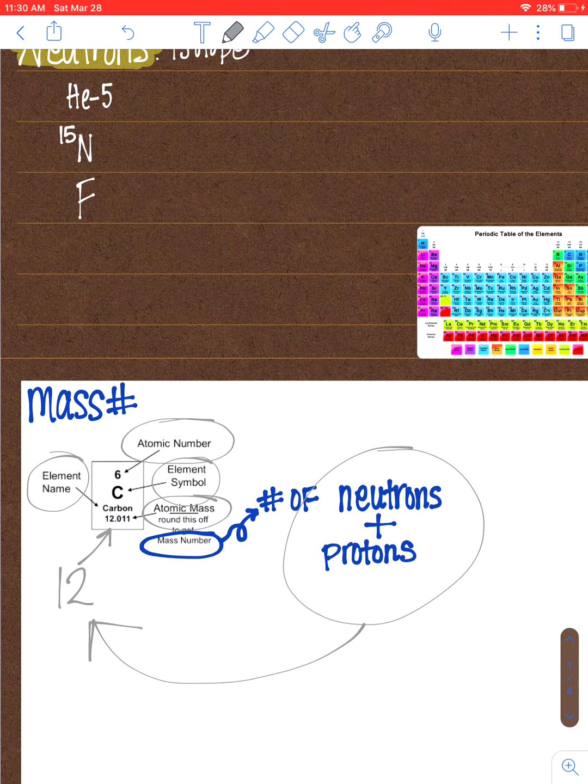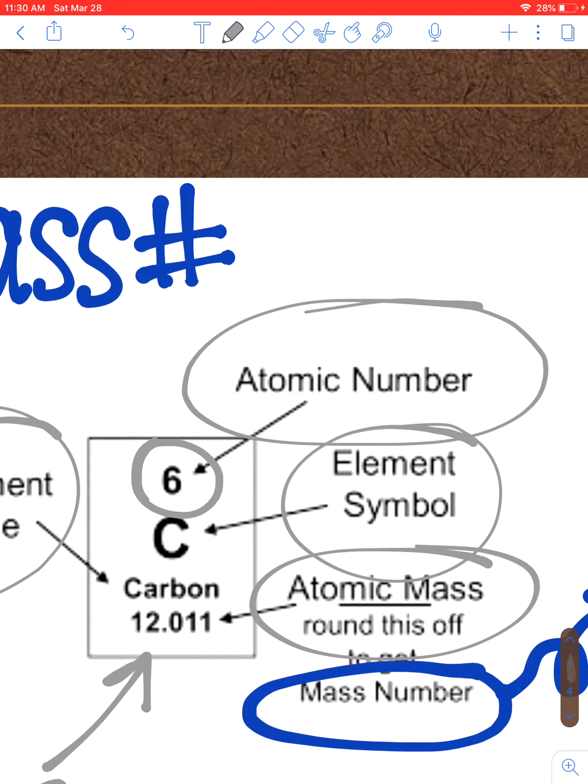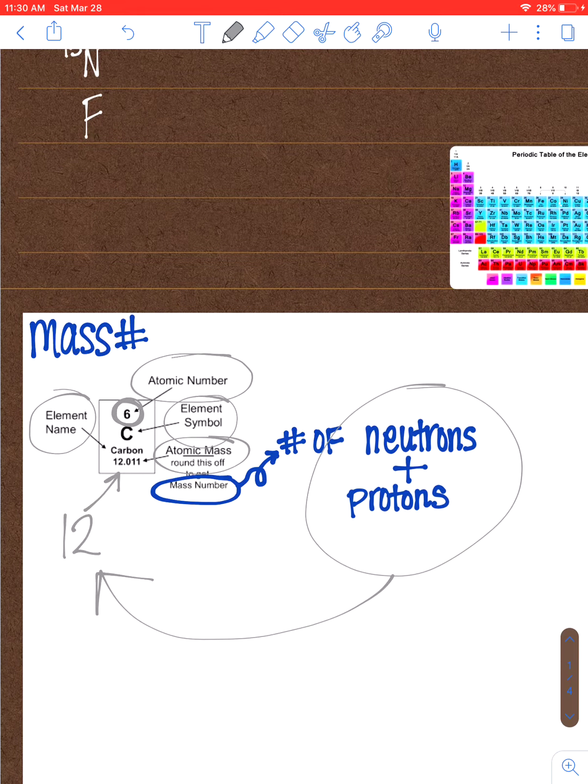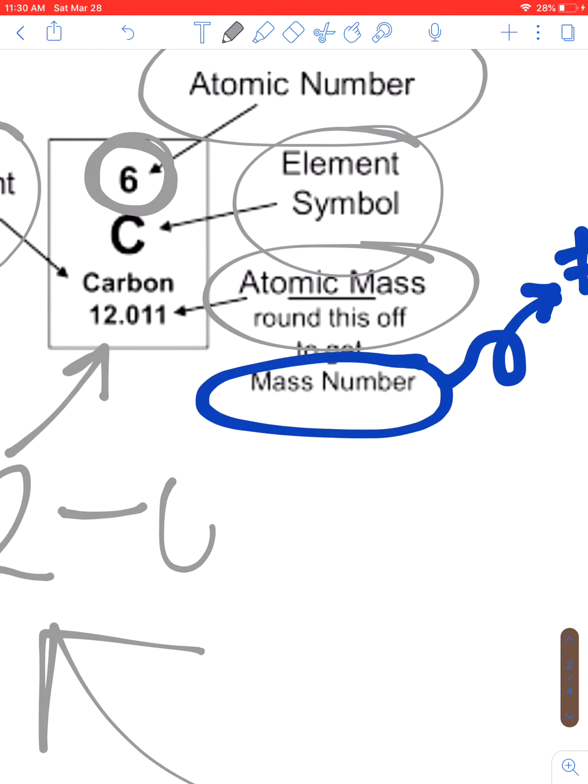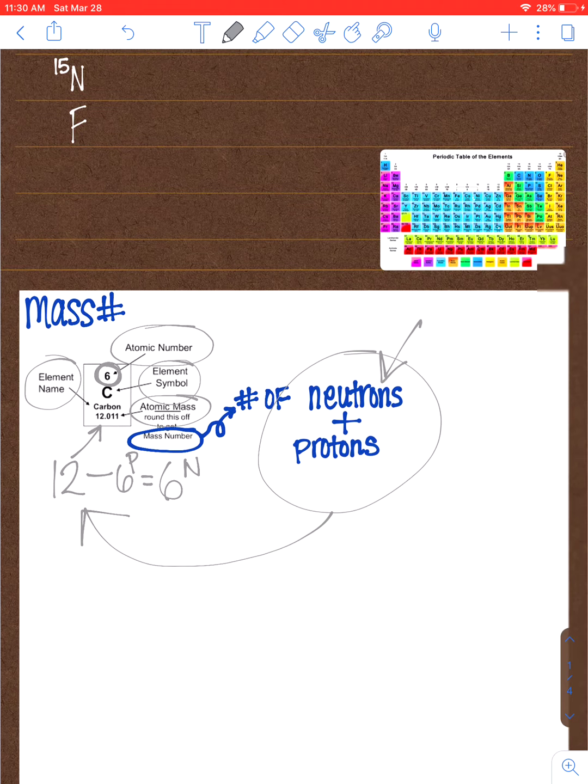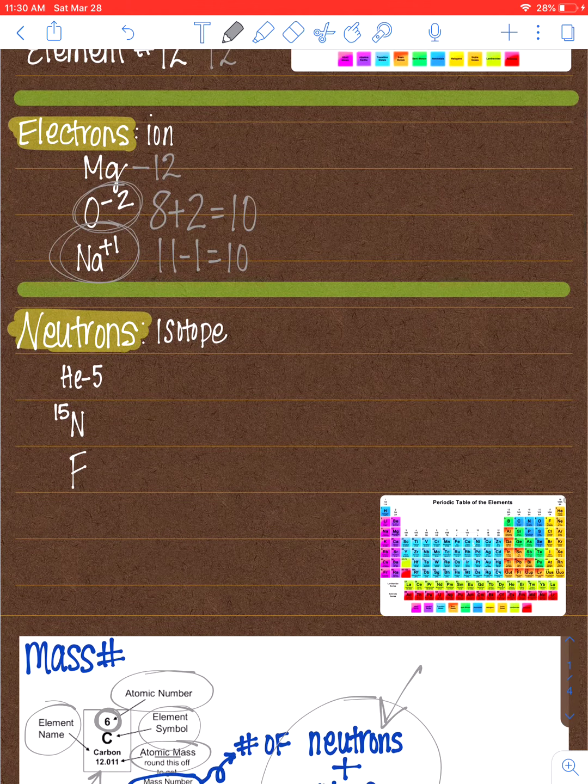Well, lucky for us, we know how many of those are protons, because we already learned that atomic number tells you the number of protons. So if we were asked, how many neutrons does it have then? Well, we would take 12, because we know that's the total, minus 6 protons equals 6 neutrons. That's how many we'd have left. So let's apply this to some problems up above.